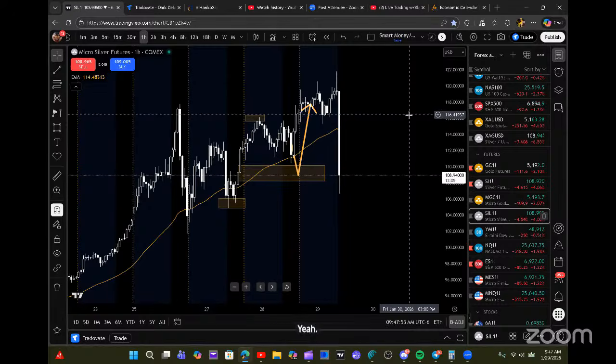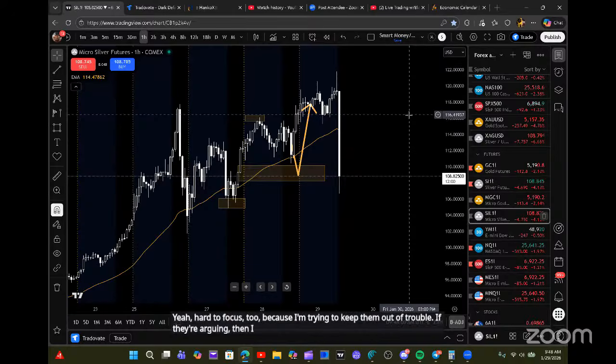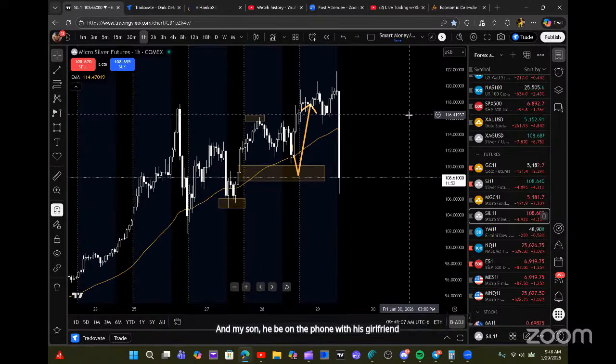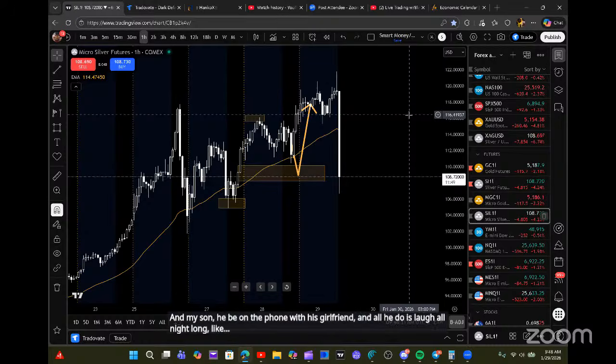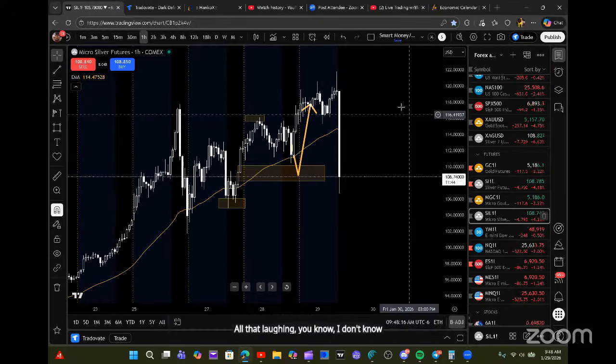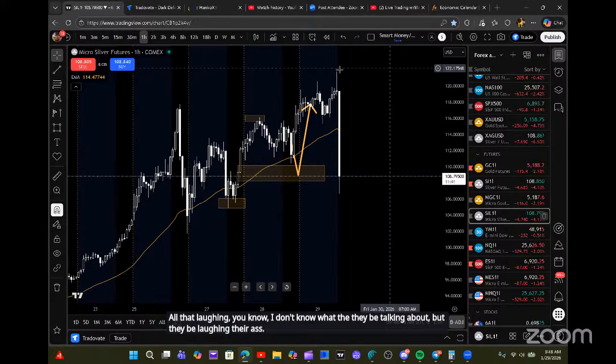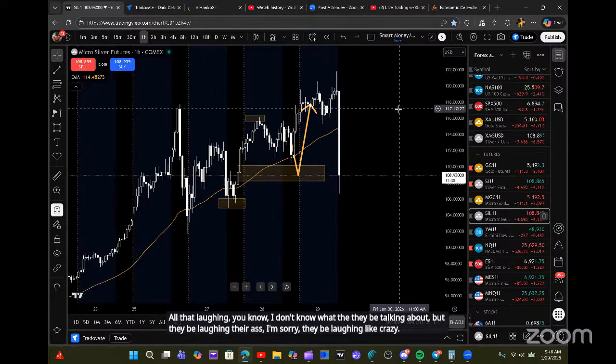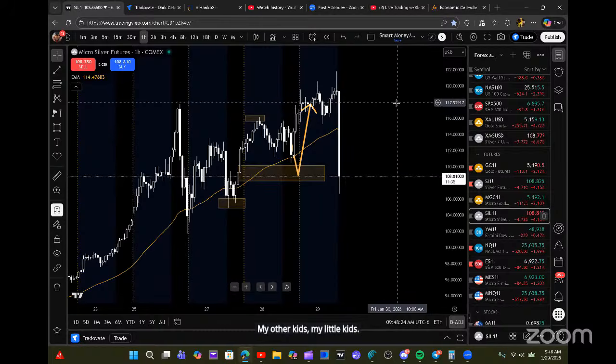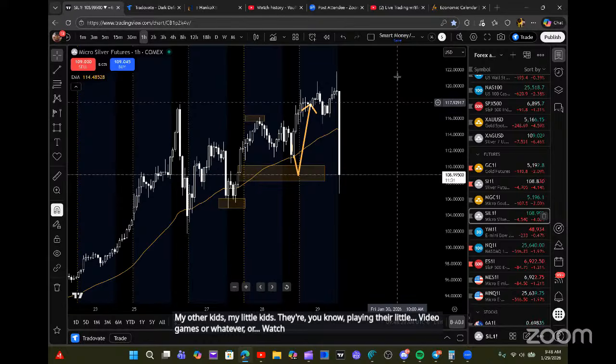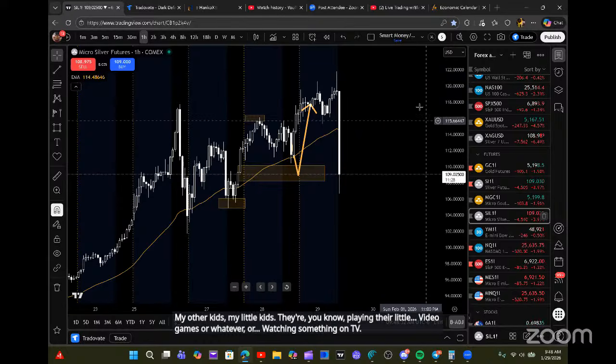Hard to focus too, because I'm trying to keep them out of trouble. If they're arguing, then I gotta stop them from arguing or fussing or fighting. And my son, he be on the phone with his girlfriend, and all he do is laugh all night long. I'm like, man, can you chill out for a second with all that laughing? I don't know what they be talking about, but they be laughing like crazy. My little kids, they playing their video games or watching something on TV until they start fussing and fighting.